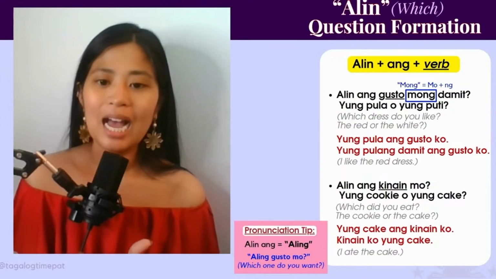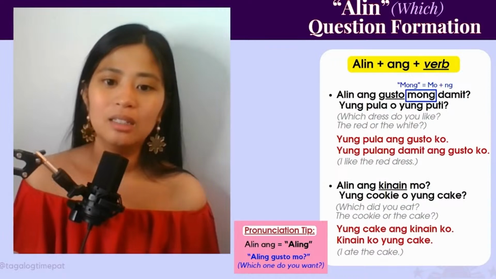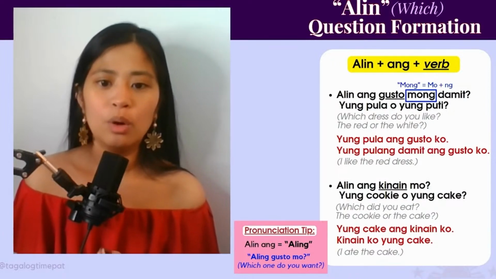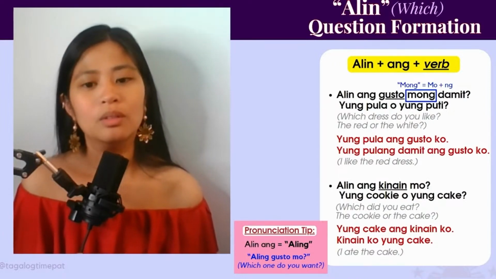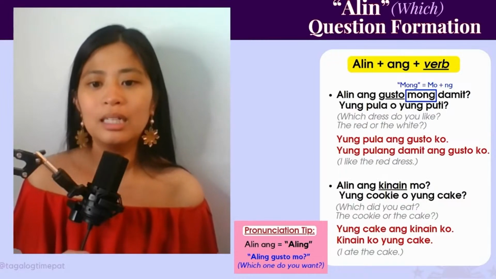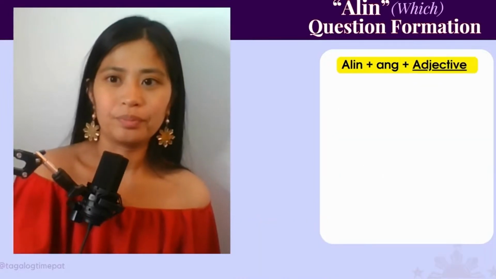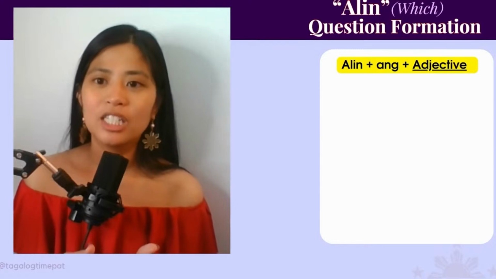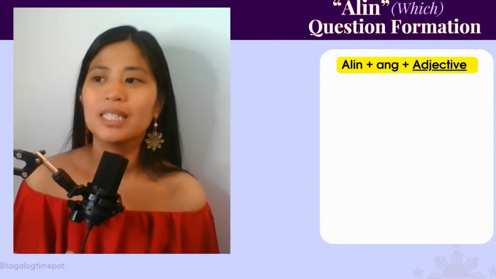So, alin ang becomes aling. So, aling gusto mo? Alin ang gusto mo? Aling gusto mo? Alin plus an adjective. Alin plus ang plus an adjective.